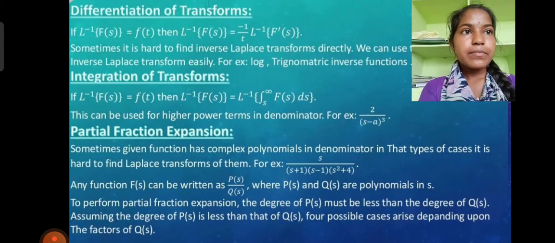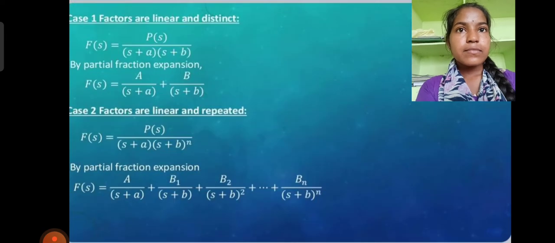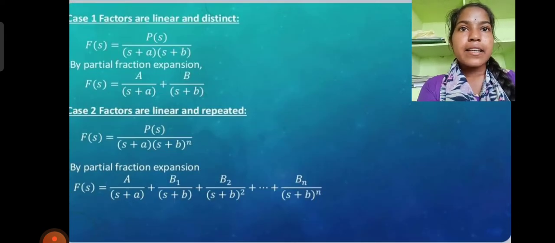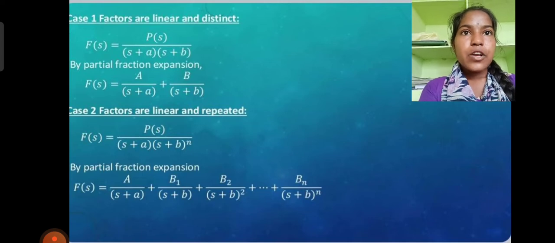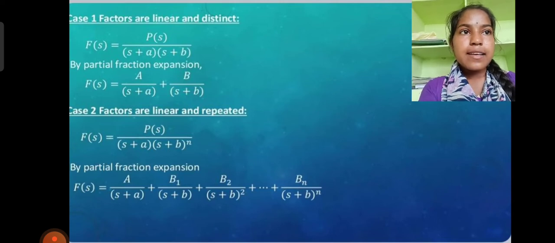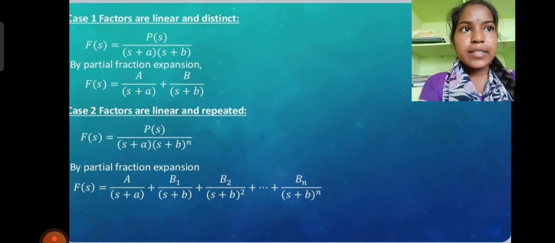Case 1. Factors are linear and distinct. F(s) is equal to P(s) by (s plus a) into (s plus b). By partial fraction expansion, F(s) is equal to A by (s plus a) plus B by (s plus b). Case 2. Factors are linear and repeated.